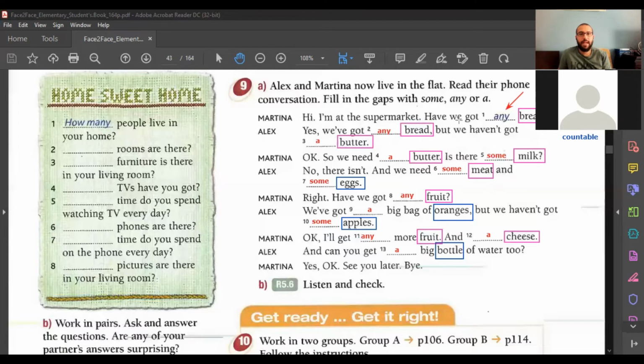Hi, I'm at the supermarket. Have we got any bread? Yes, we have got bread, but we haven't got some. Wrong here. Okay, you can change your answers if you want. What do you want to change? Some is better. Okay. And here, what did we use? Positive or negative? Negative here. Any.